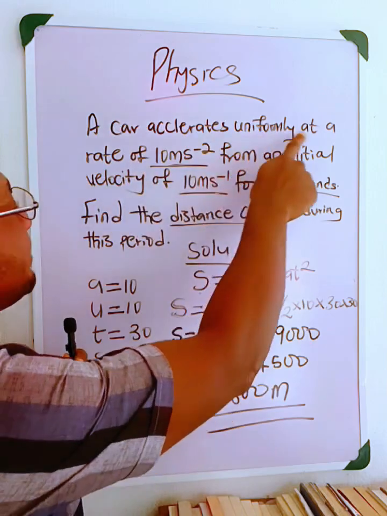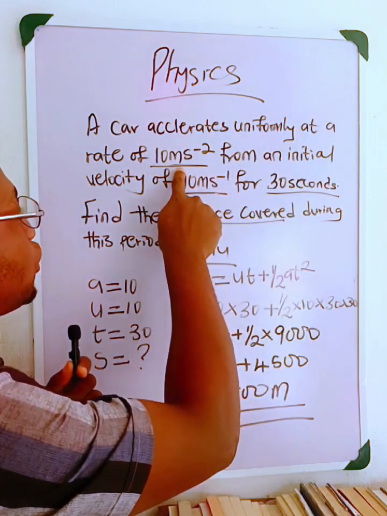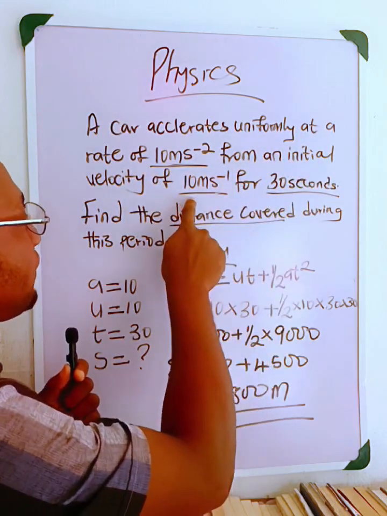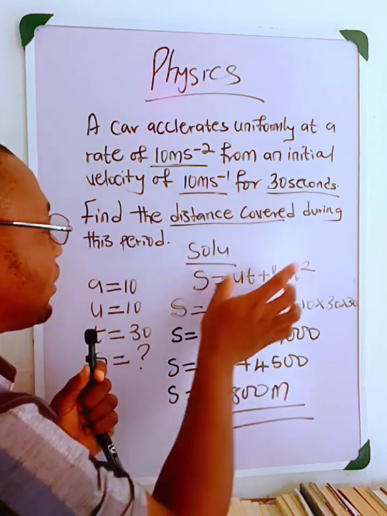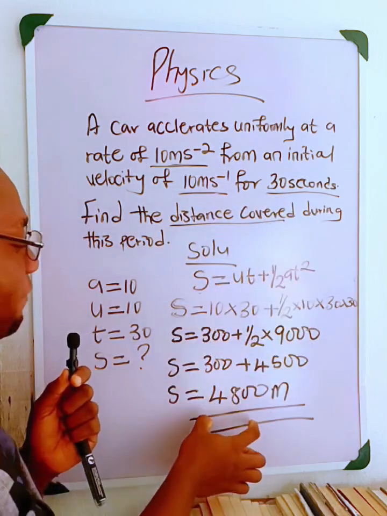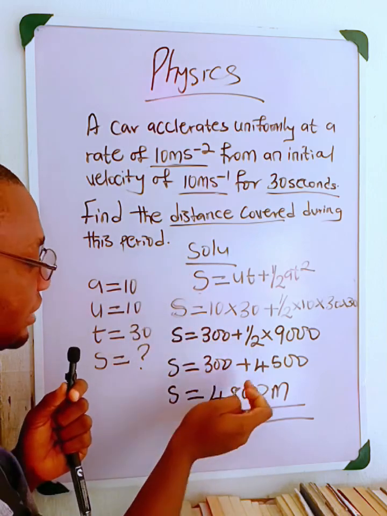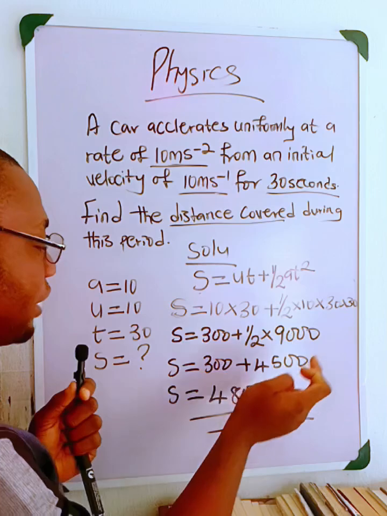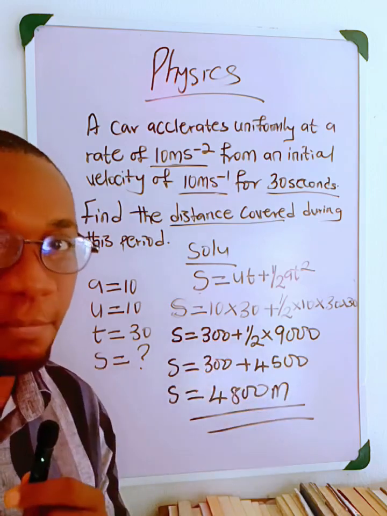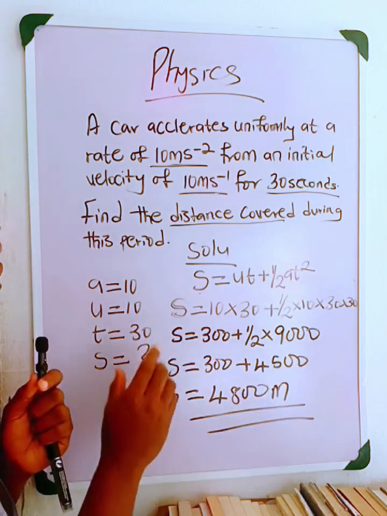A car accelerating uniformly at 10 meters per second square from an initial velocity of 10 meters per second for 30 seconds. Using this formula, the value of the distance covered during this period is 4,800 meters. Very simple.